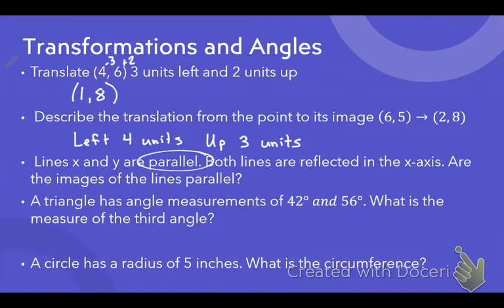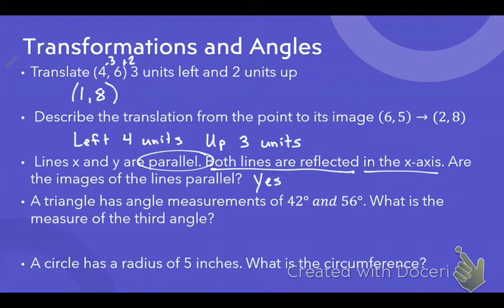So if both of these lines are reflected in the x-axis, which way are they flipping? Up and down or left and right? If they flip over the x-axis, they're going up and down, okay? Are the images parallel? Absolutely. Do you see how it says both lines are reflected? The same transformation has happened to both lines, so yes, they are parallel. If this was a question on your final, it would be a simple yes or no answer.